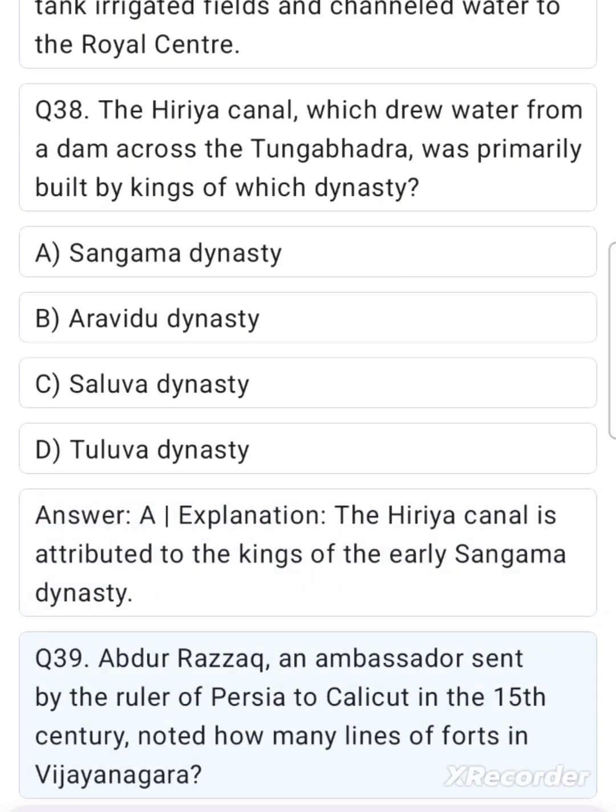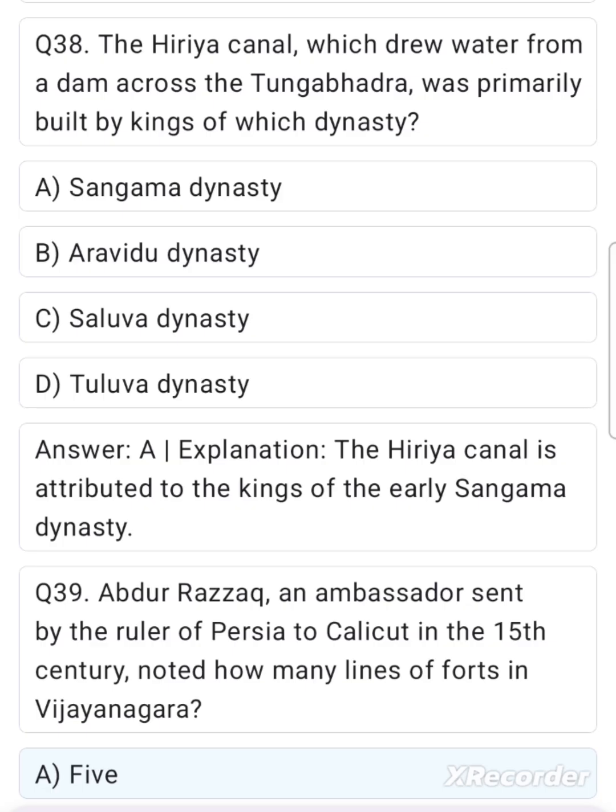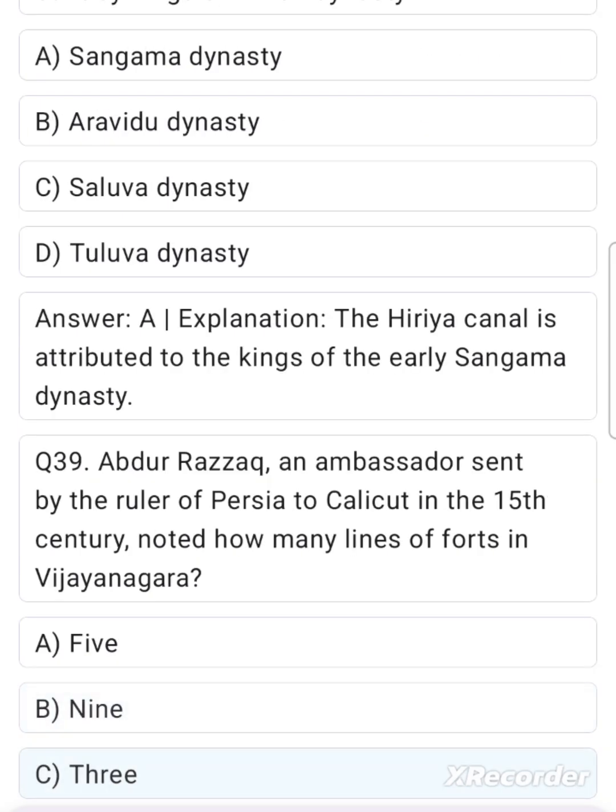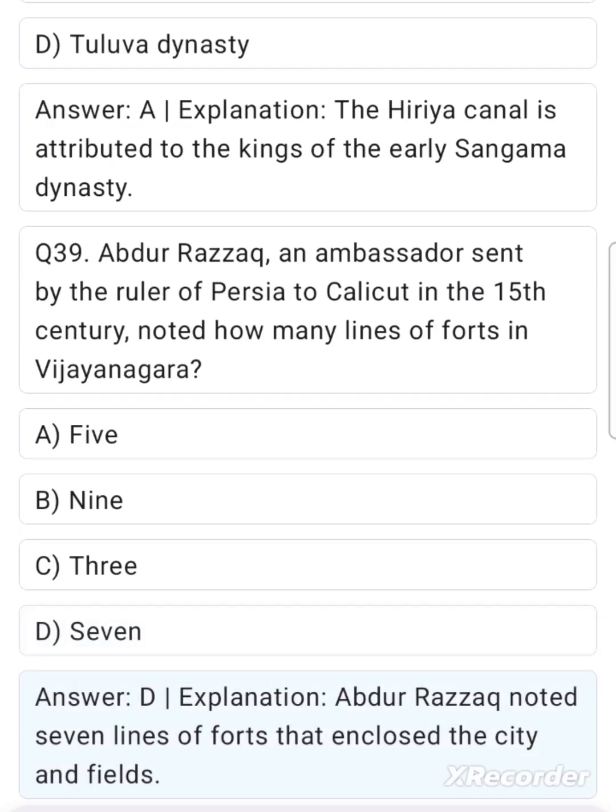Q39. Abdur Razak, an ambassador sent by the ruler of Persia to Calicut in the 15th century, noted how many lines of forts in Vijayanagara? A. 5. B. 9. C. 3. D. 7. Answer: D. Explanation: Abdur Razak noted 7 lines of forts that enclosed the city and fields.